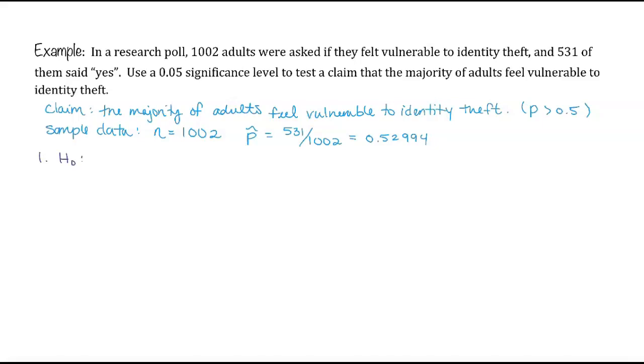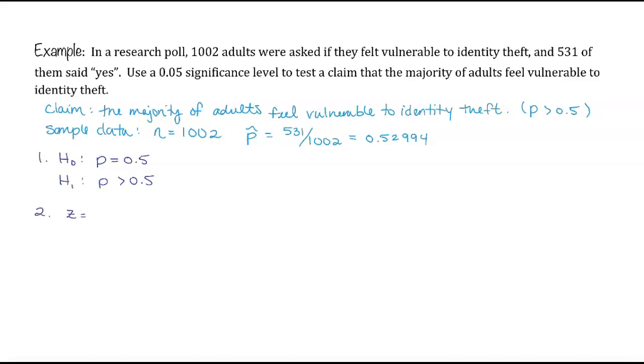Now we're ready to state the null hypothesis. The null hypothesis always needs to be a statement of equality, so we'll take the value from our claim and write that the population proportion is equal to 0.5. For the alternative hypothesis, we'll represent the claim. We'll write that the population proportion is greater than 0.5. Now we can calculate the test statistic.